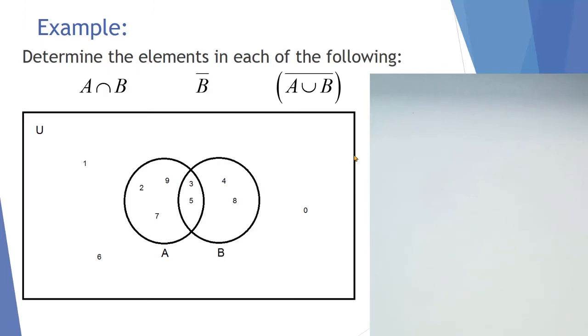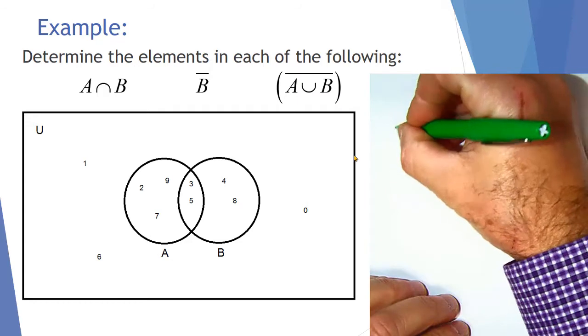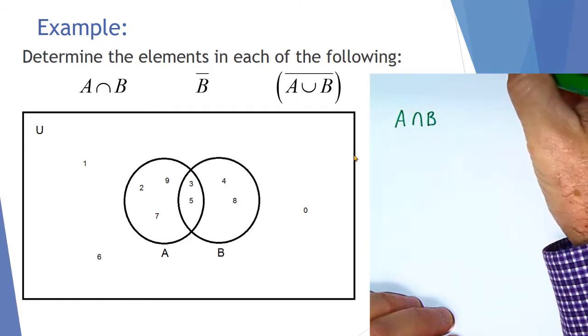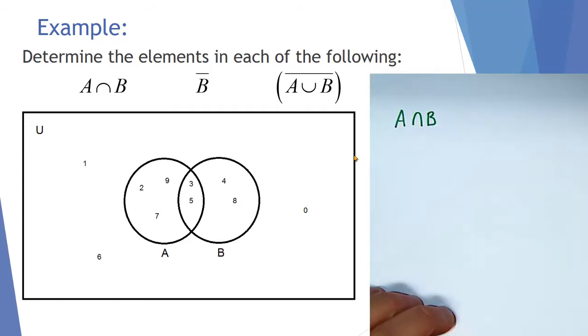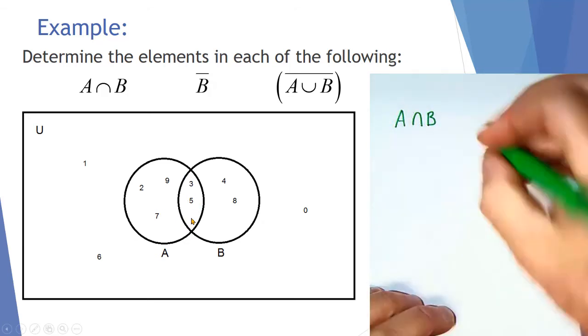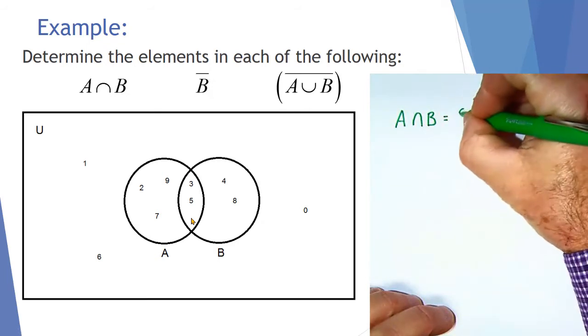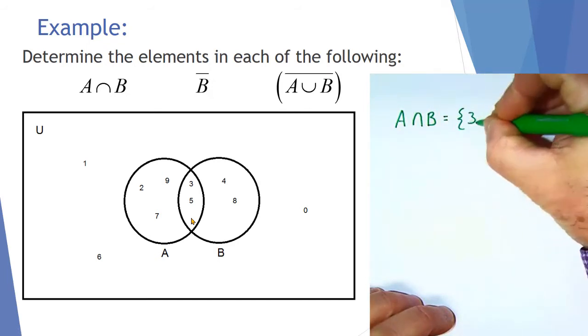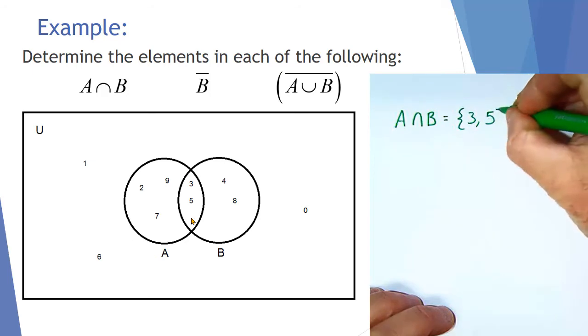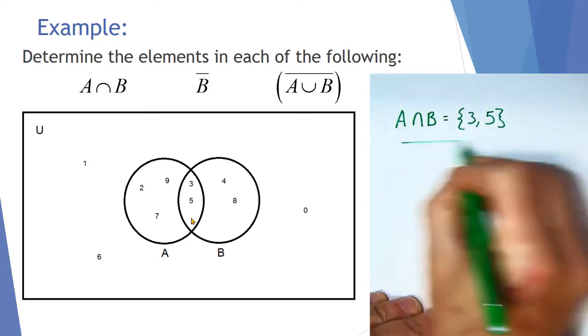Okay, let's wrap up this lesson by taking a look at one more type of problem. Let's determine the elements that belong in each of the following sets. First one, A intersect B. Okay, so if we look at the place where A and B intersect, we can see that there's only two elements in there, and they are 3 and 5. And so we would say that A intersect B consists of the set with elements 3 and 5. And that's all we can do there.